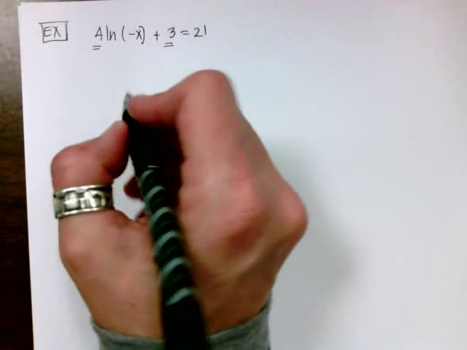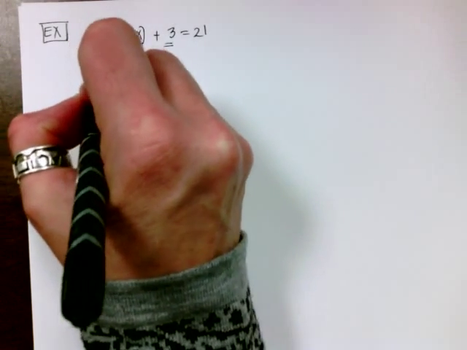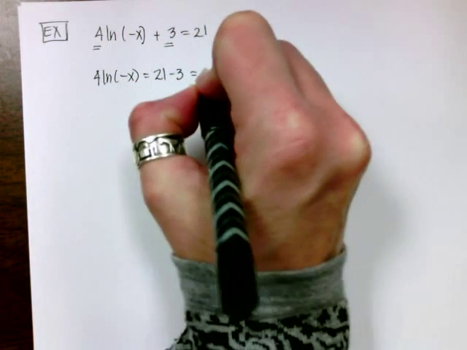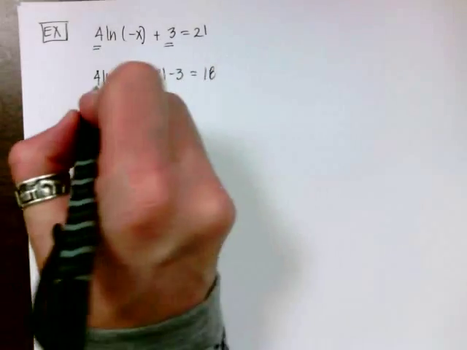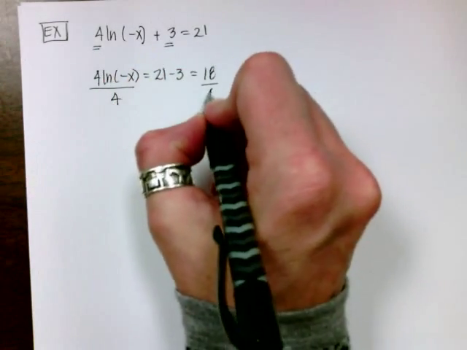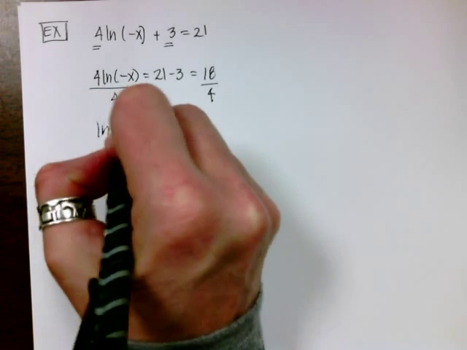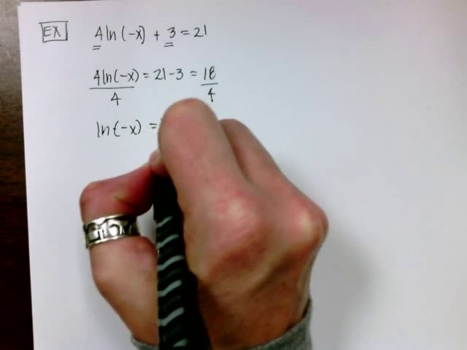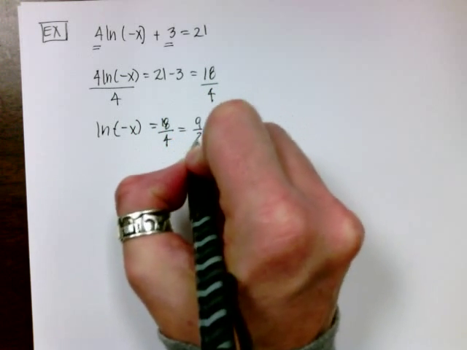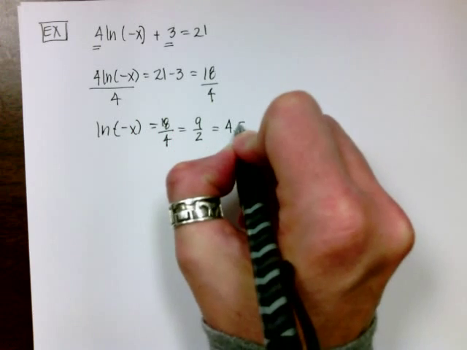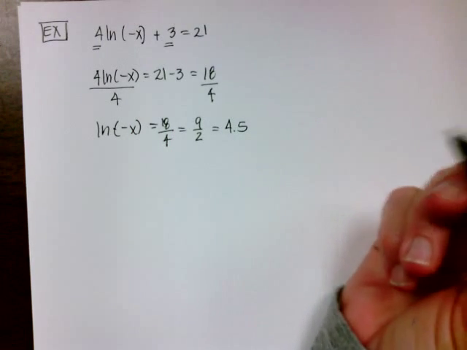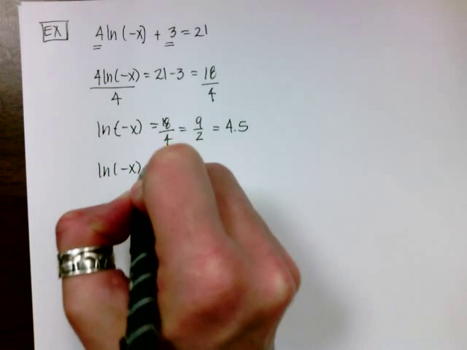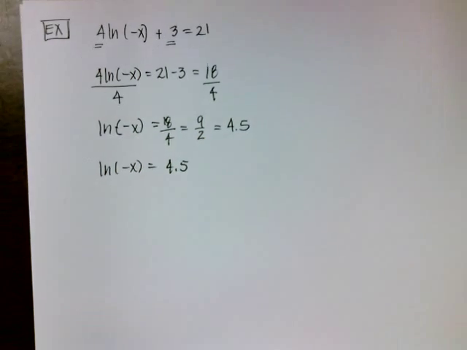Okay? All right, so first thing I'm going to do is subtract the 3, so I'm going to have 4 natural log negative x is 21 minus 3, which is 18. Okay? Now I'm going to divide both sides by 4, and I'm going to get the natural log of a negative x is equal to 18 divided by 4. They're both divisible by 2, which is 9/2, and I'm just going to write it as 4.5. So now I have the natural log of a negative x is equal to 4.5.